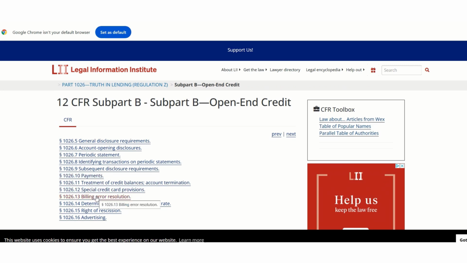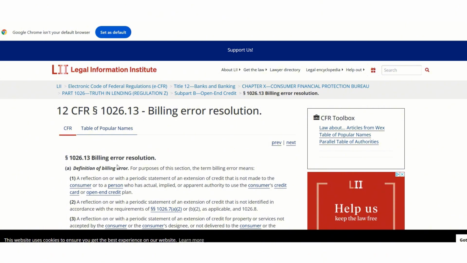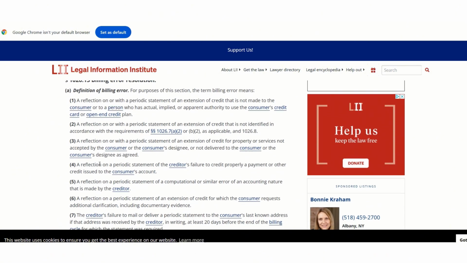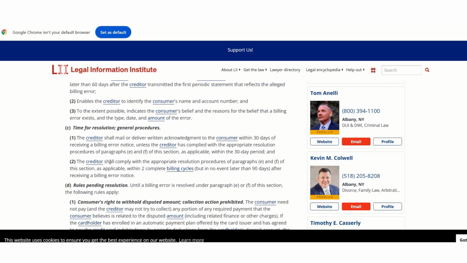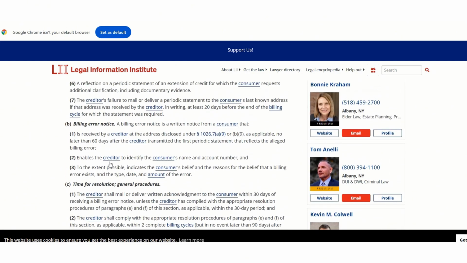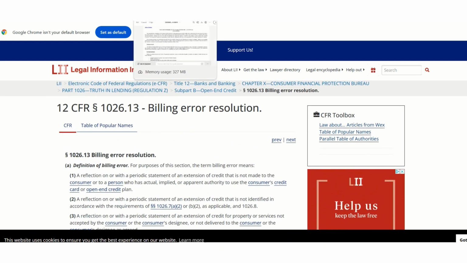Billing error resolution. So you give them the billing error notice, and this is how they've got to resolve it, with the requirements in here. Now I'm not going to go over it. I'll let y'all go over it because I'll do that in a different video. I'm already at an hour.